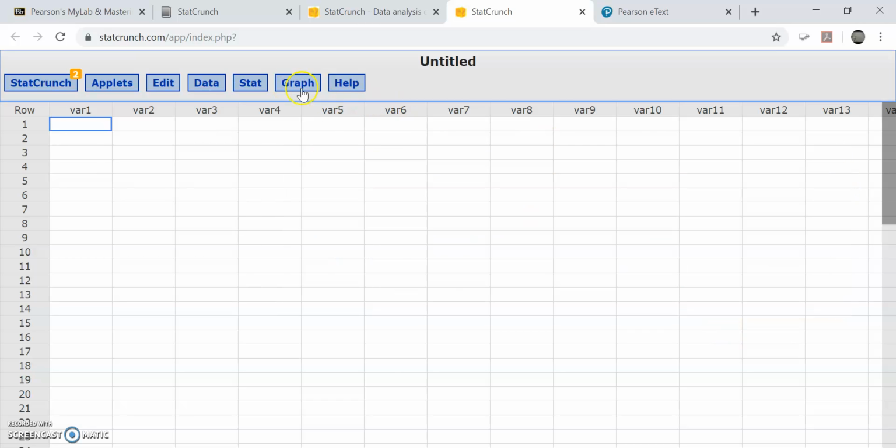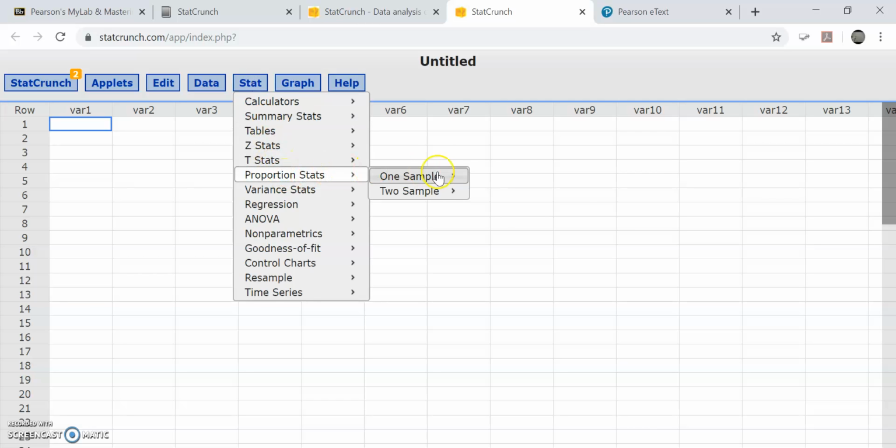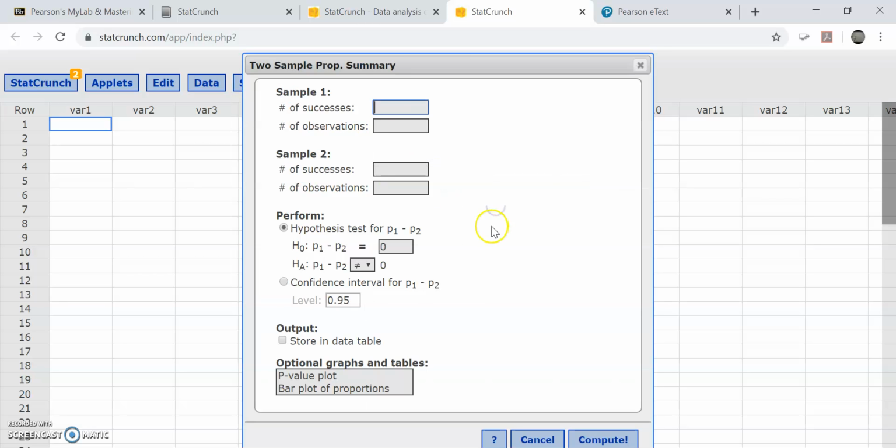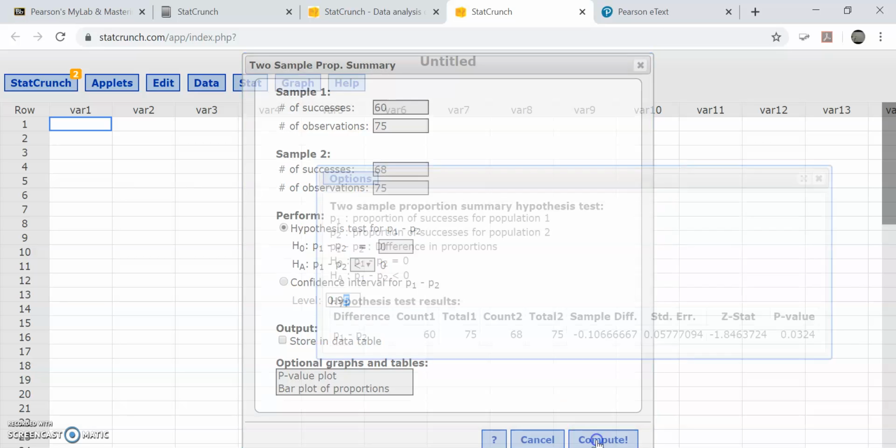I wanted to go back and look at something. I noticed when I was saying this that I hadn't noticed earlier. I'm going to put back in 60 out of 75, 68 out of 75. Doesn't look like I can change this: I did a 95% confidence interval hypothesis test. It doesn't look like it will change the hypothesis.